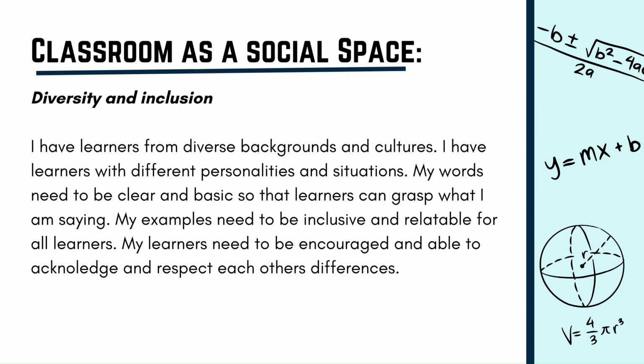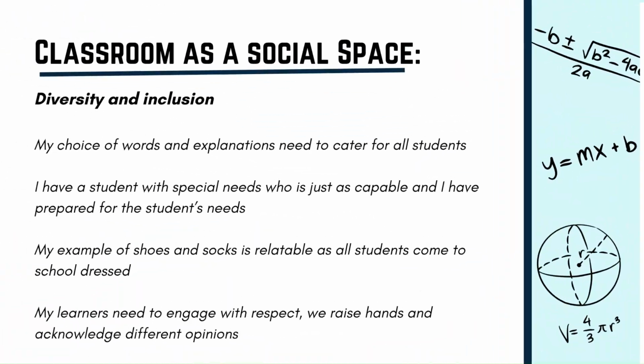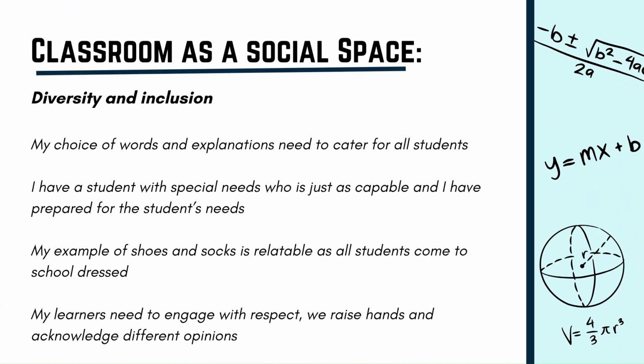Consider the example of an anecdote where I describe a plane flying away. Not all students have been on a plane, and I need to acknowledge that and be clever with the examples and anecdotes that I use. My choice of words needs to cater for all students. They need to be respectful in that classroom environment to all my students, embracing their differences and the diversity within the classroom.